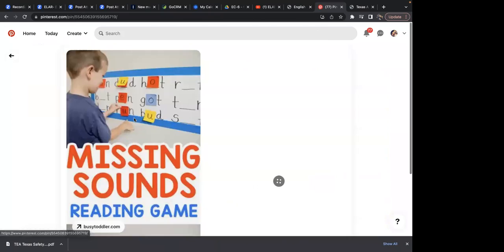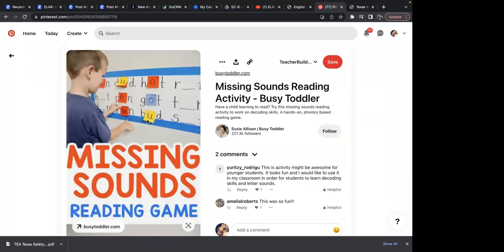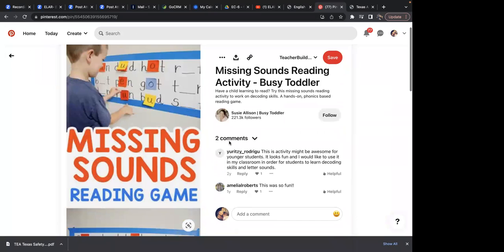like this. This is really cool. These missing sound words, they can go and put missing sound reading games. Having a child learning to read, try this missing sounds reading activity to work on decoding skills, a hands-on phonetics-based reading game. And this is fun, and they'll remember this. They'll remember this because their body and brain is moving and thinking at the same time. And that's what's needed in order to create that neurological pathway, right? That pathway in the brain.